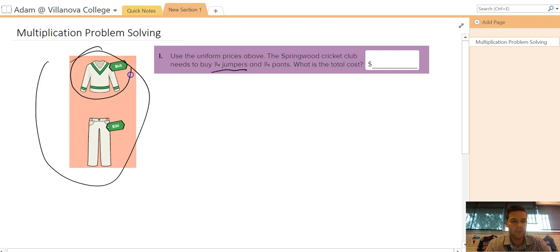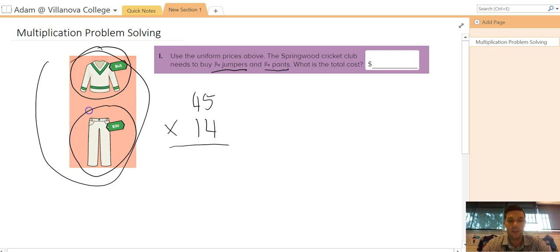These are our jumpers. If one jumper costs $45 and they want to buy 14 of them, we need to multiply 45 by 14. The second part is they want to buy 14 pants. So here's our pants, they're $30 each. So now we've got 30 multiplied by 14. That's our two sums that we need to do.